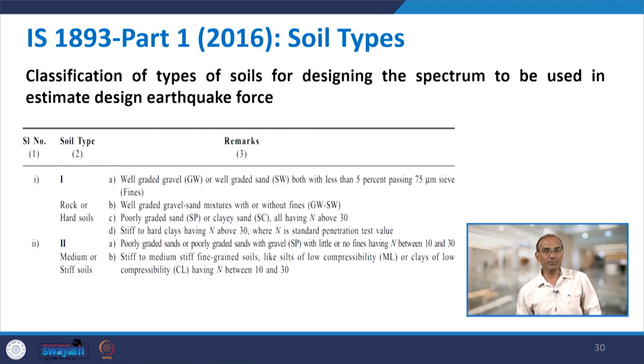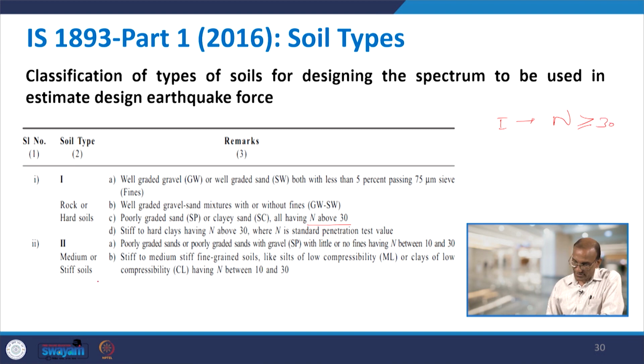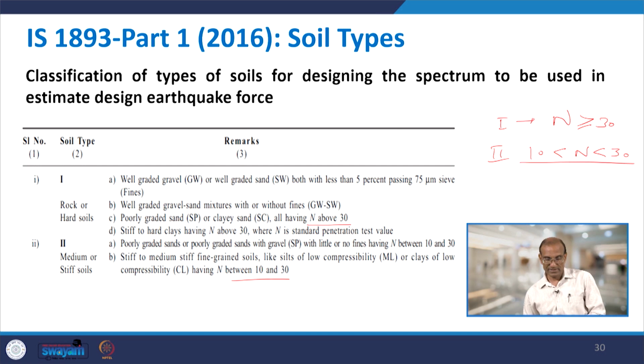The soil types: the first type is rock or hard soil, the second type is called medium or stiff soils, and the third type is called soft soils, and these are defined like here. For the first type, if SPT N values are available, the value of N should be above 30. So, for the first type of soil the value of N should be 30 or more, while for the second type of soil the value of N should be between 10 and 30. If it falls between 10 and 30, then you say it is type second. Similarly, for type third the value of N should be less than 10.